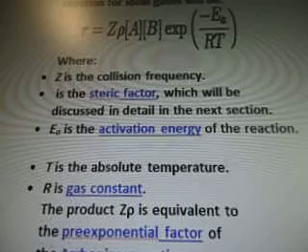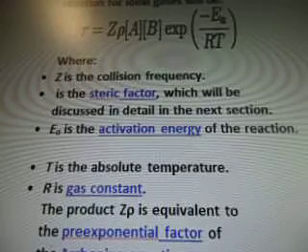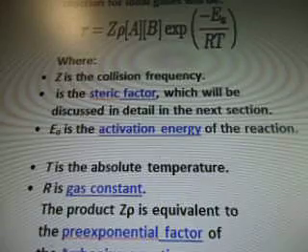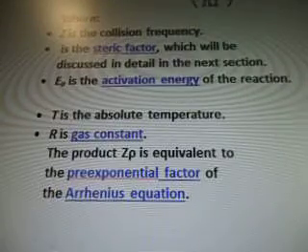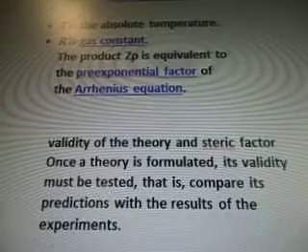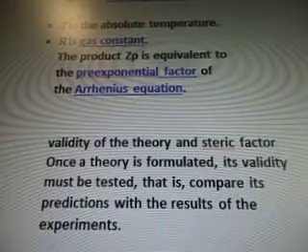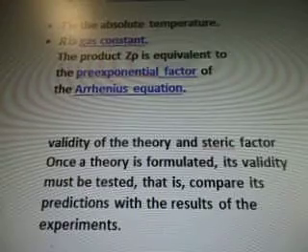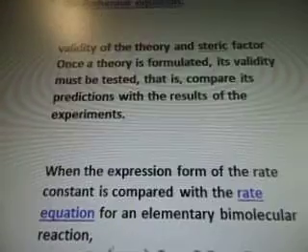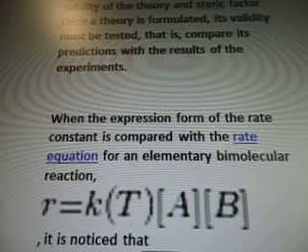Z is the collision frequency. P is the steric factor, which will be discussed in detail in the next section. EA is the activation energy of the reaction. T is the absolute temperature. R is gas constant, and the product ZP is equivalent to pre-exponential factor of the Arrhenius equation. Validity of the theory and steric factor.